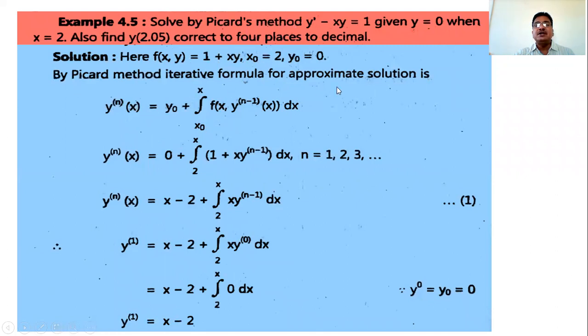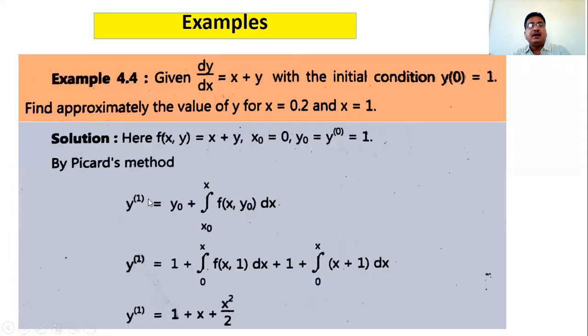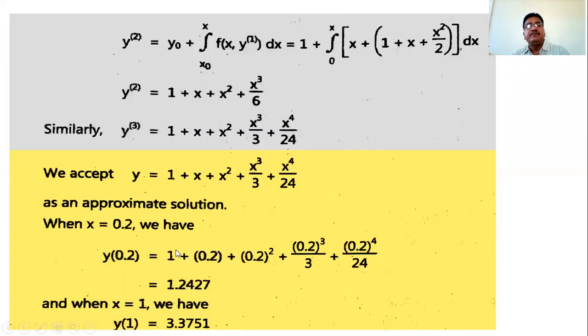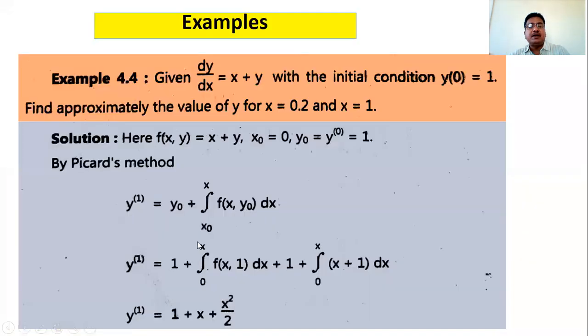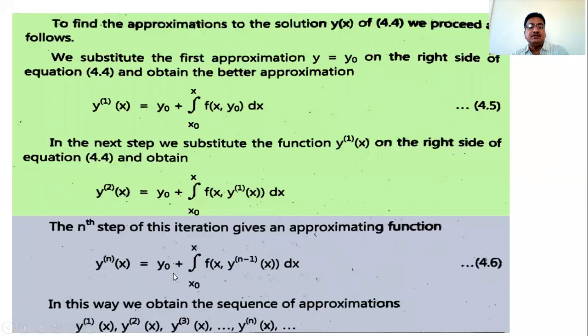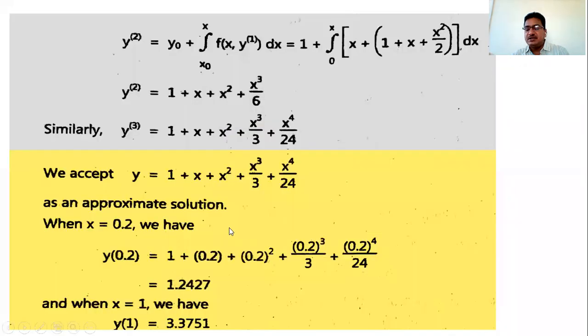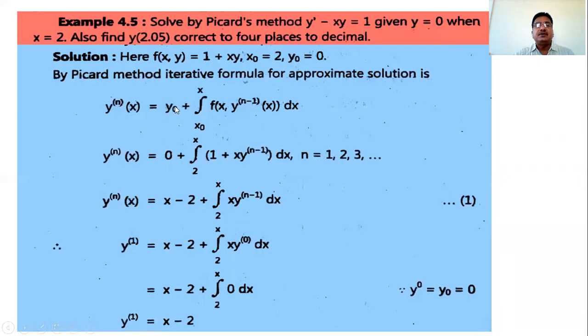So this is f(x, y) equals 1 plus x into y, x naught and y naught are given, and then write the Picard's general formula, or write y1, y2, y3. Solve this problem by this method, that is find y1, y2, y3, or directly write the general formula: yn(x) is y naught plus the integration from x naught to x of f(x, y(n minus 1)(x)) dx. So write this general formula and substitute the values.